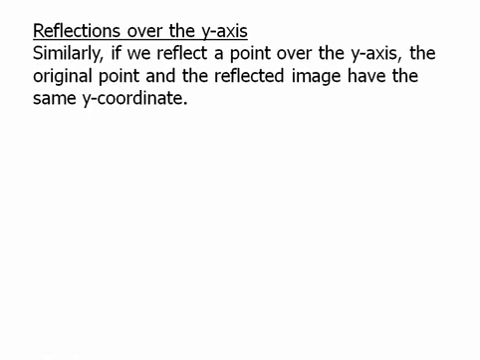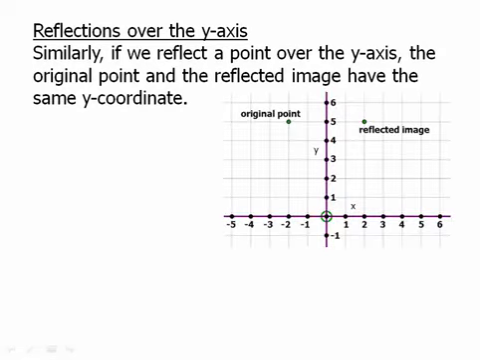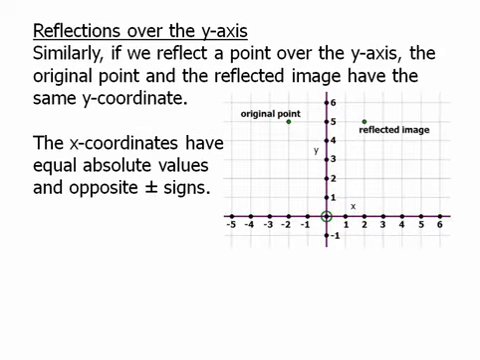Now reflections over the y-axis. Same thing, really. If we reflect a point over the y-axis, the original point and the reflected point have the same y-coordinate. They lie on the same horizontal line. So here are 2 points on the same horizontal line. The x-coordinates have equal absolute values and opposite positive or negative signs.